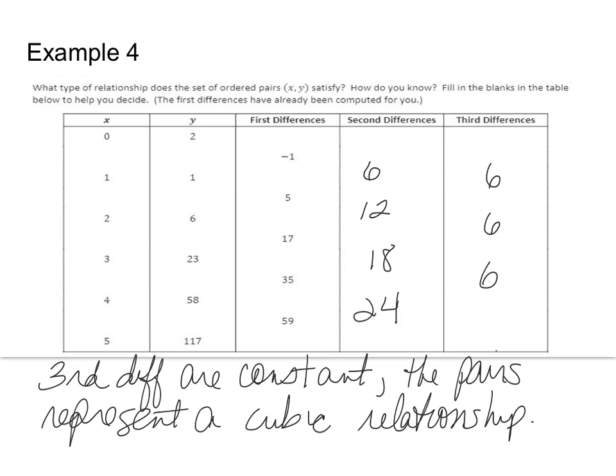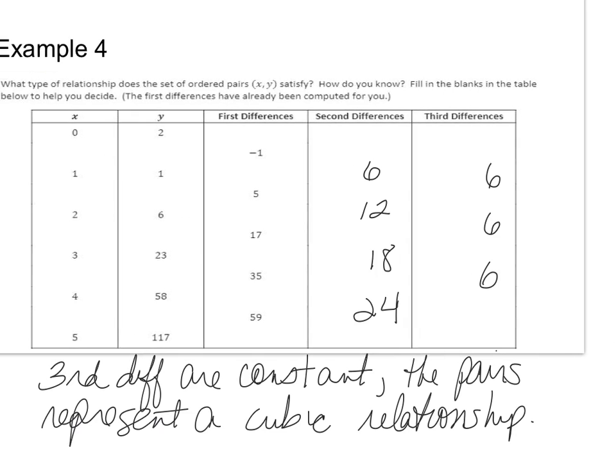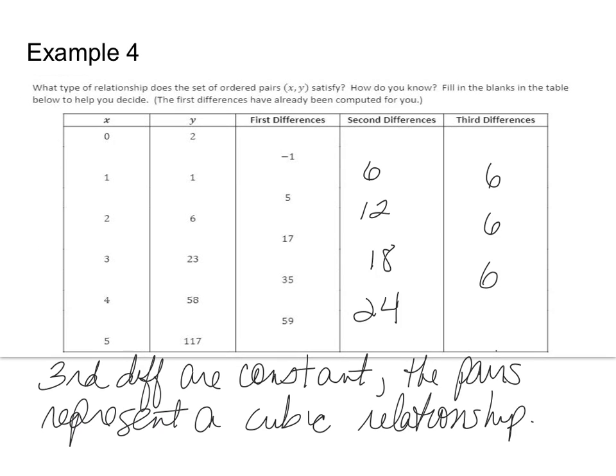So here we see, since the third differences are constant, the pairs represent a cubic relationship. So we're going to grab some of this data and try to find out what the equation is. We're going to grab some information here. I'm going to grab these two ordered pairs and use them.